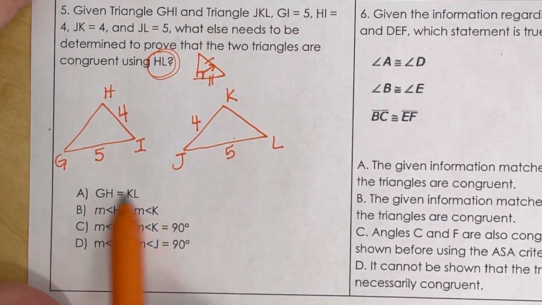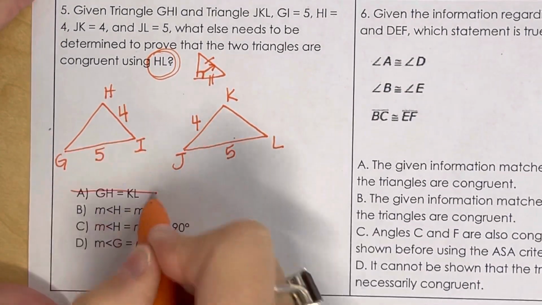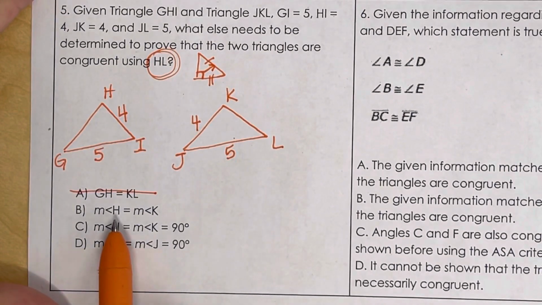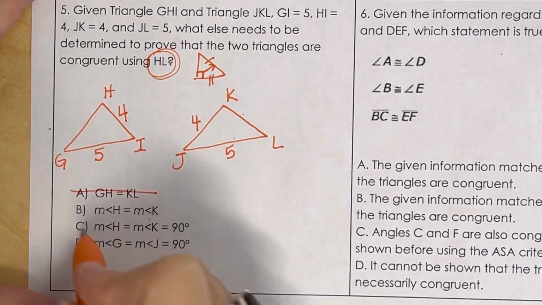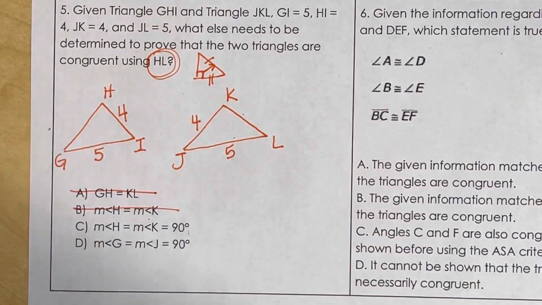So the first one talks about side length GH has to be the same as KL. That doesn't make sense. I need something with a 90-degree angle. Same with angle H and angle K. I don't necessarily know that. What I need is something that has a 90-degree angle with it. Now the question is, where is your 90-degree angle?